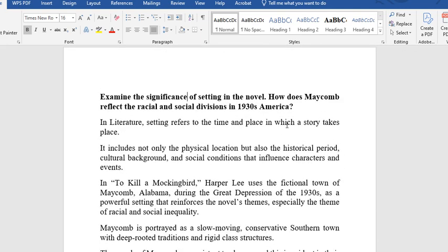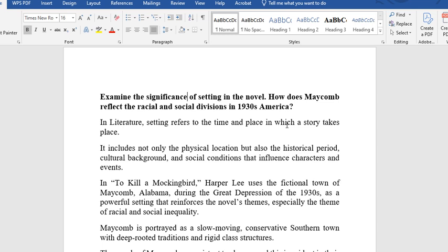The question says, examine the significance of setting in the novel. How does Maycomb reflect the racial and social divisions in 1930s America? If you look at the question, we see that there is a literary device mentioned, that is, setting. So we have to explain the meaning of setting, and after that, relate the question to a relevant theme. Those are the guidelines of WAEC that we need to follow.